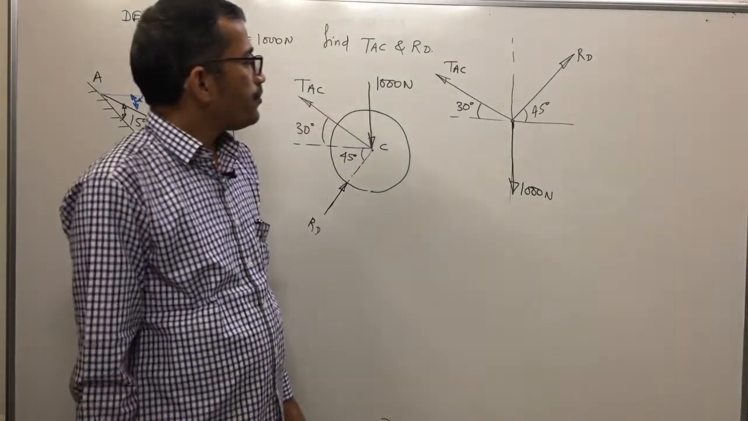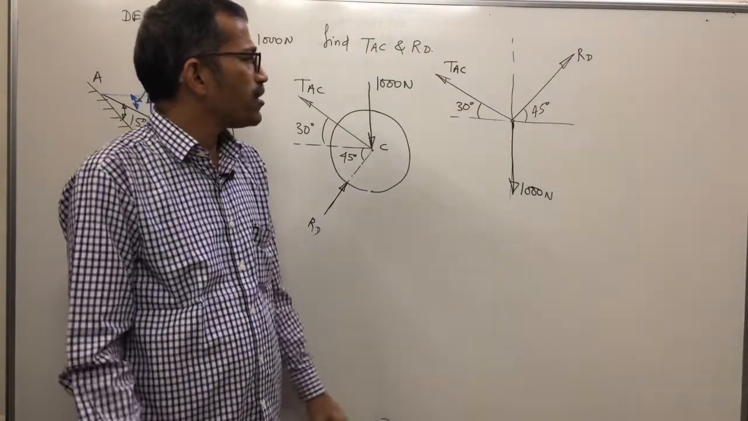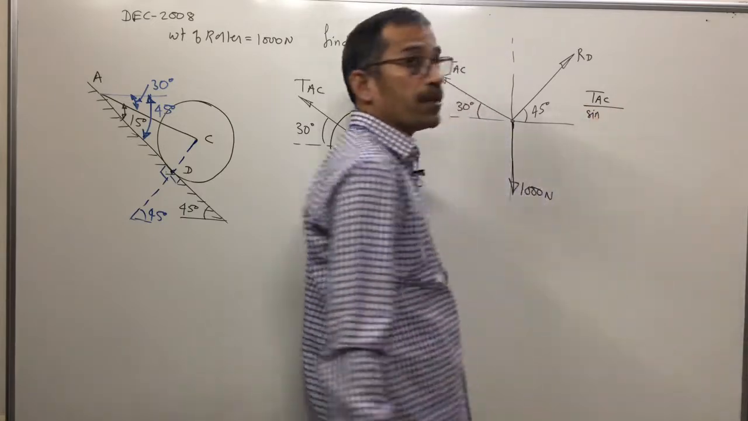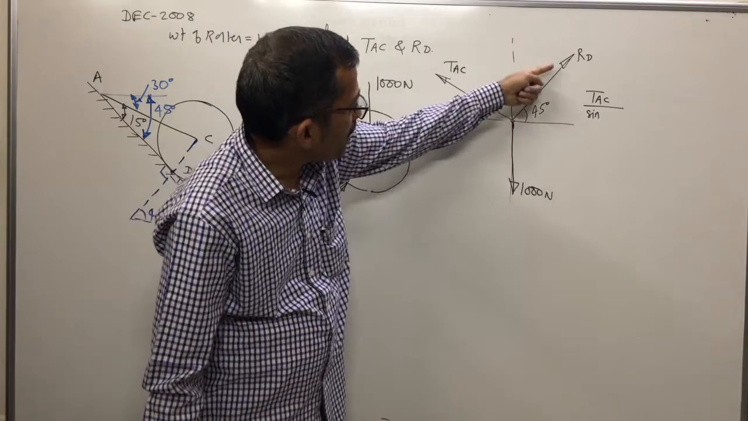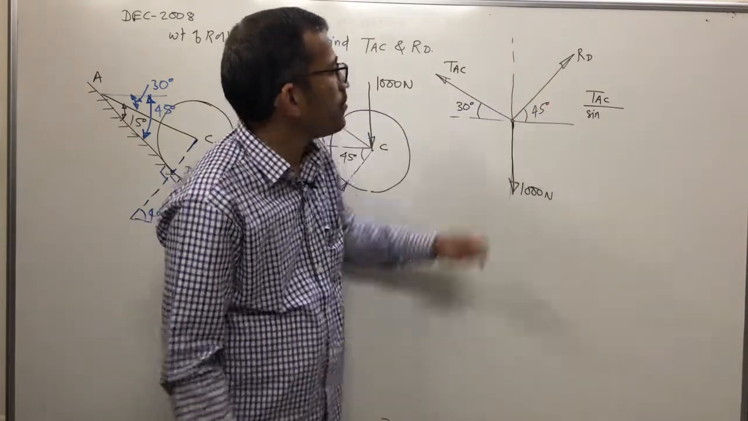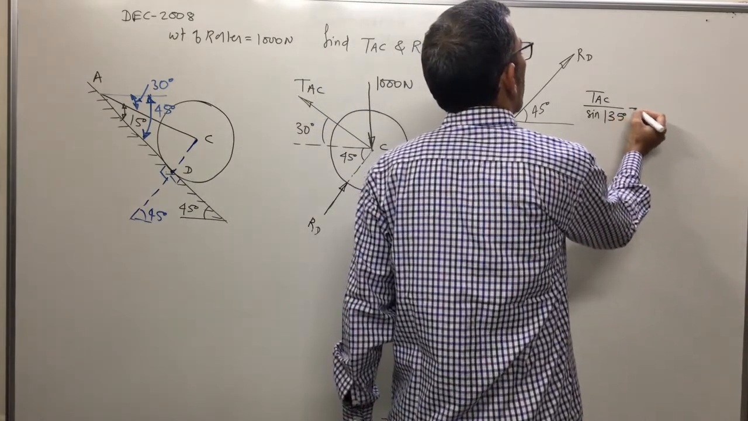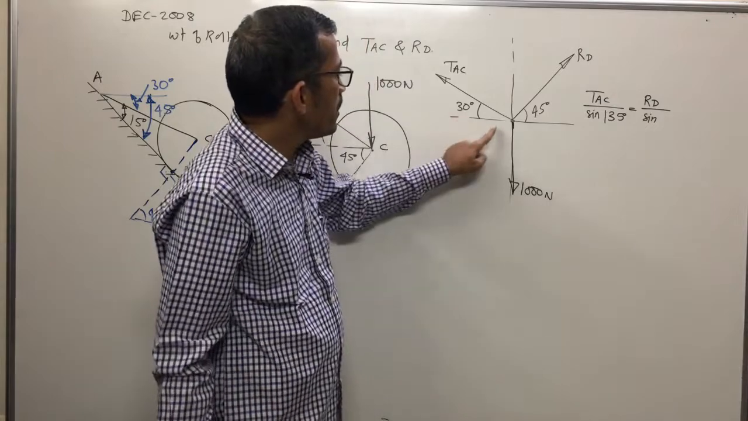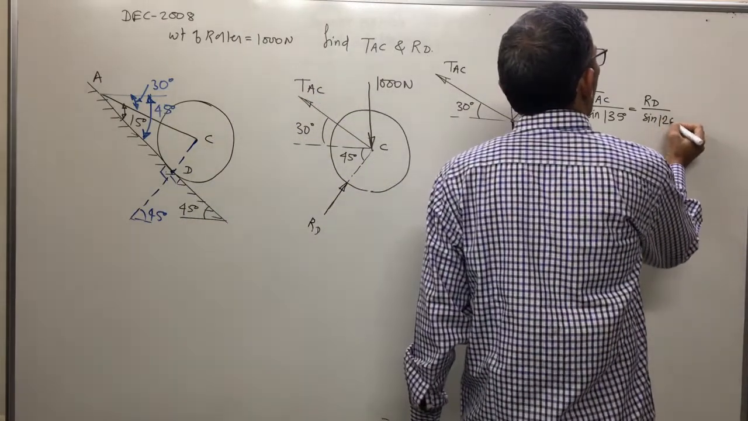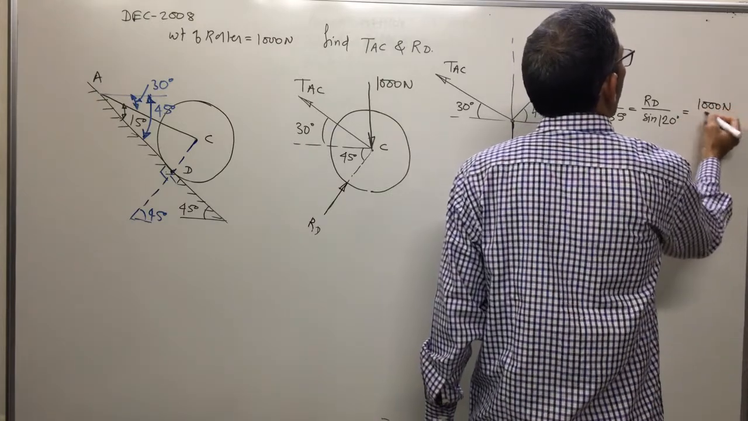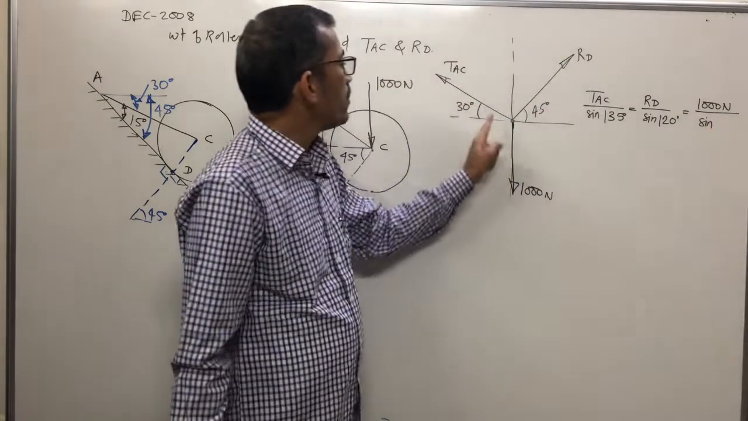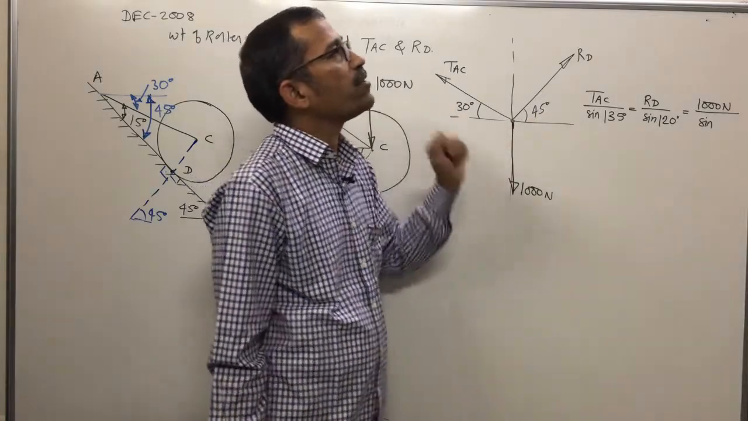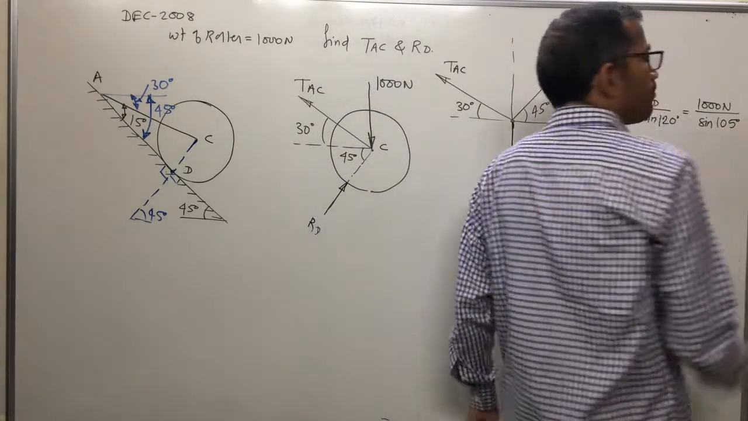Clear? Yes. Now 1000 Newton is known, and TAC and RD you have to find out. That means you can apply Lami's theorem. TAC upon sine of the angle between the other two forces, RD and 1000. What is the angle here? 90 plus 45, that means 135, equal to RD upon sine of this angle, 90 plus 30, how much? 120 degrees, equal to the next term: weight 1000 Newton divided by sine of this angle, 180 minus 45 minus 30. 45 plus 30 is 75, and 180 minus 75 means 105 degrees. All angles clear?